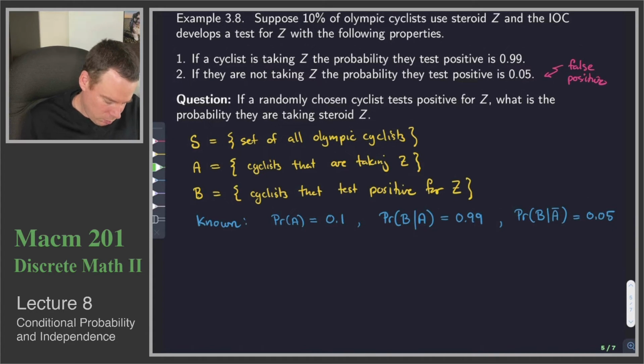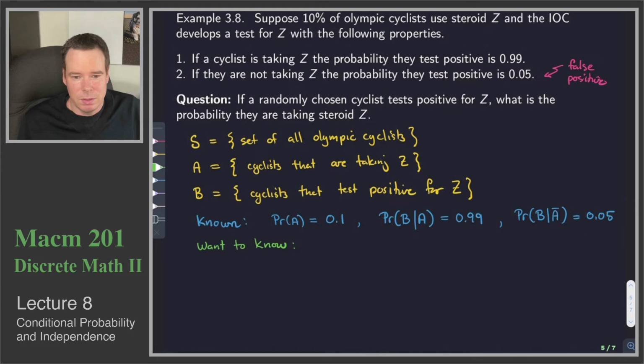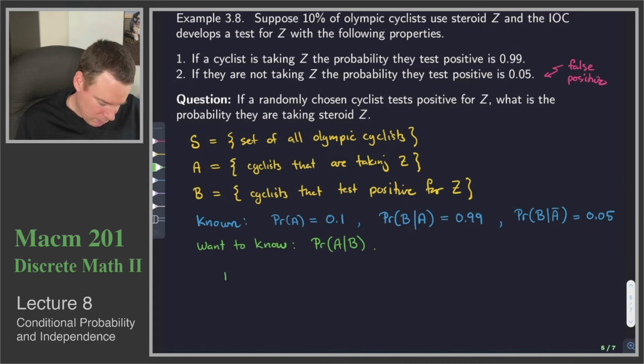What do we want to know? Well, what we want to know is if a randomly chosen cyclist tests positive for Z, so that means if they are in event B, what is the probability they are also in A, that they are actually taking it? So we want to know what is the probability that, given they test positive, they are actually taking it? So how do we get that?